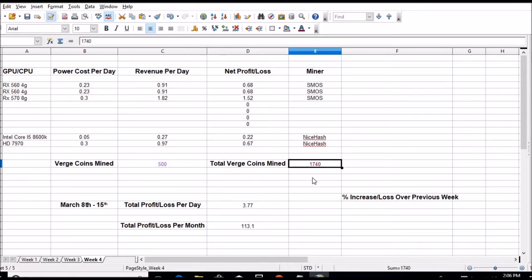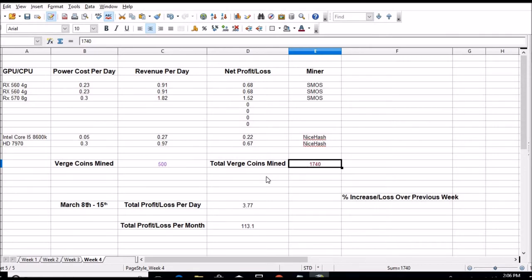I added this little piece of data, I guess you would call it, statistic. Total Verge coins mined so far on this mining rig, 1,740 coins I've mined so far. My goal is to get to at least 10,000 Verge coins, which the way it's going, it's 500 a week roughly, maybe a little more on mining, 2,000 a month, so it should take me going forward a little over 4 months now to get there.